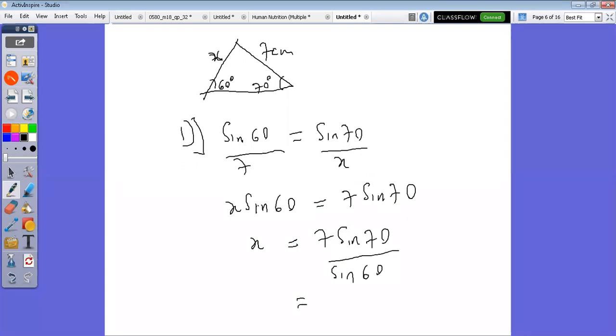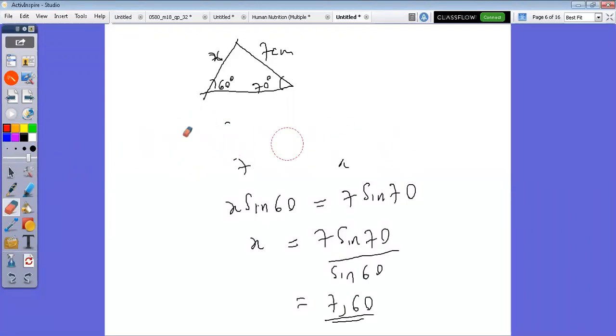So you get 7.60. Okay. Are we agreeing with him? 7 sine 70, yes, sir. Okay. Divided by sine 60. Okay. 7.60. Okay, I agree with you. Now let's do the other way that some might have been taught, and we prove that it's just the same thing.